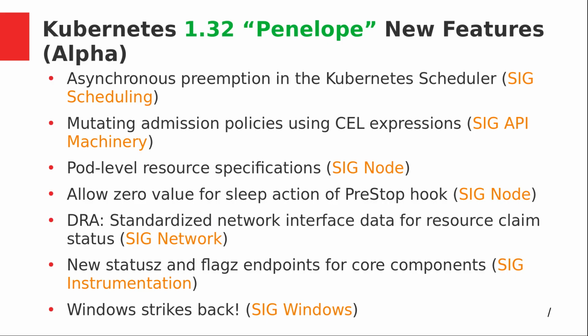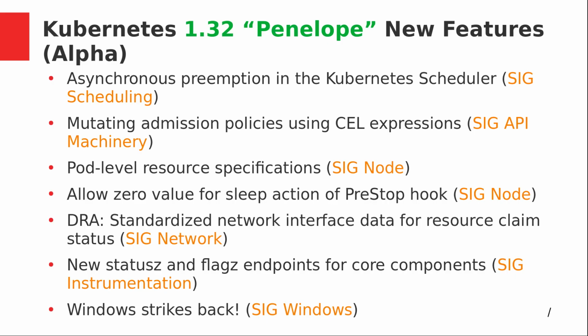Obviously they go straight to alpha. There were graduations to beta and stable as well. That's not going to be part of this video. This is just the new stuff. This is just a selection of the features. There are also more. If you go to the Kubernetes website, you can find the full list.